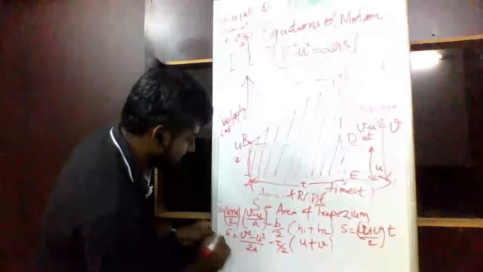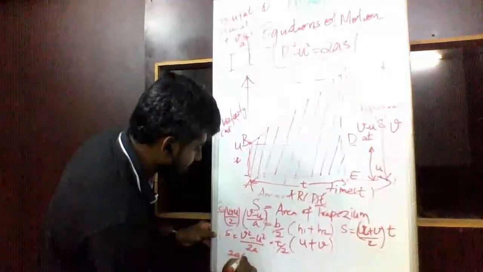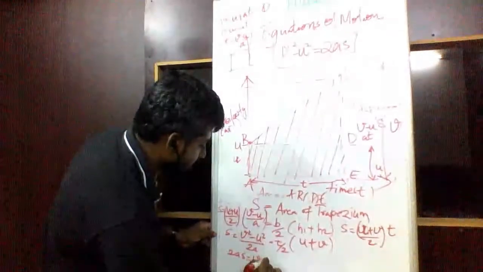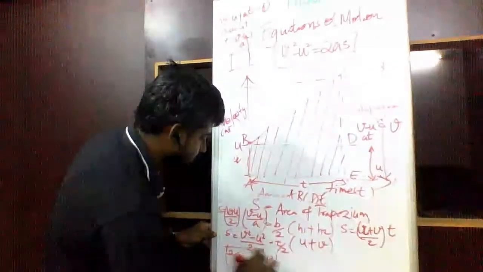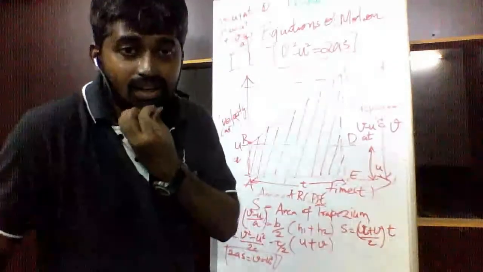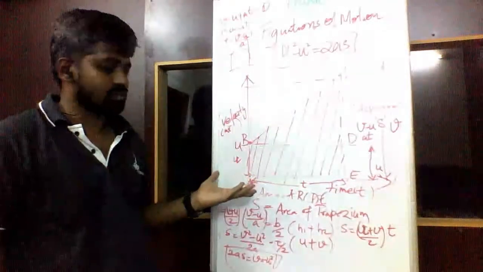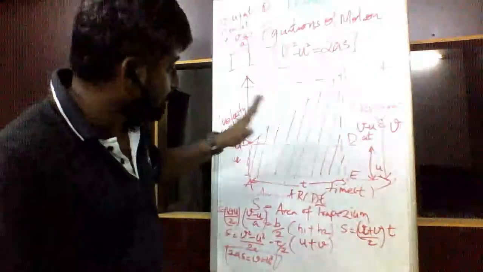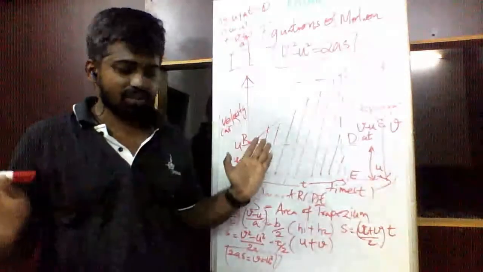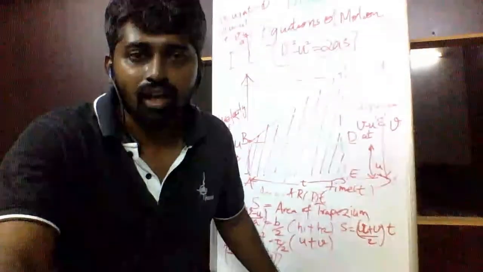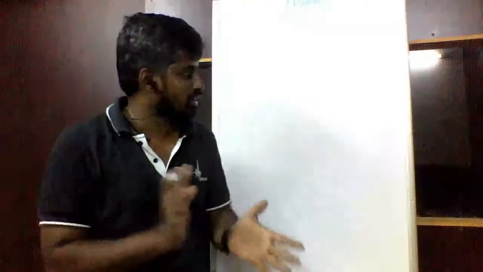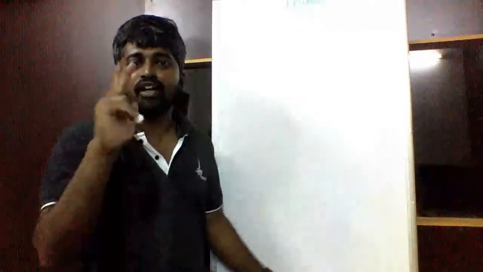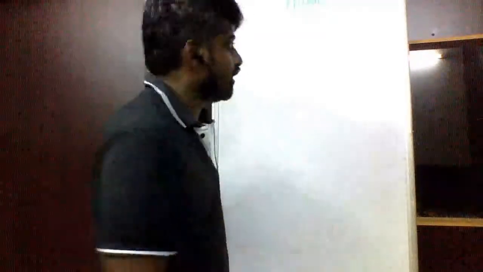So this 2A will go to that side. 2AS is equal to V square minus U square. Done. Third equation is done. So I have derived three equations from one particular graph. This is very easy. Now we will try to solve some problems. I can derive all three equations of motion from one graph, very fast, in 2 minutes.